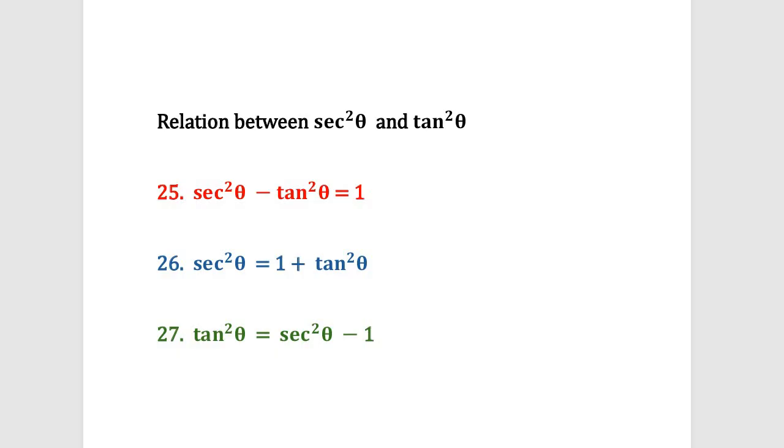Next, relation between sec square theta and tan square theta. Formula number 25, sec square theta minus tan square theta equals 1. From this formula 25, we can get two other formulas, 26 and 27. Formula 26, sec square theta equals 1 plus tan square theta, and formula 27, tan square theta equals sec square theta minus 1. So these are the relation between sec square theta and tan square theta.